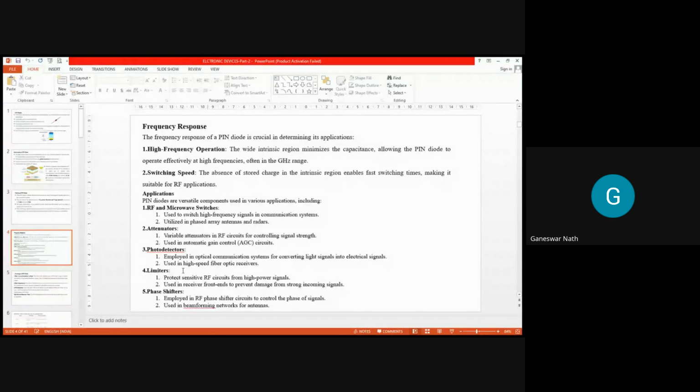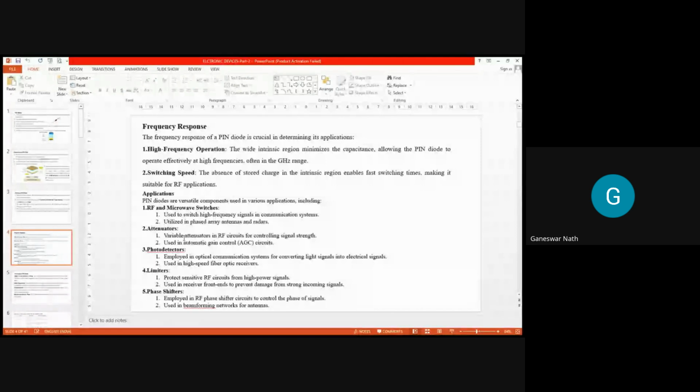Okay. Now coming back to the applications of the PIN diode, it has large applications like RF and microwave switches, attenuator, photodetector, limiters, and phase shifter. So you can find many applications of this PIN diode. Now, you can see RF microwave, attenuator.